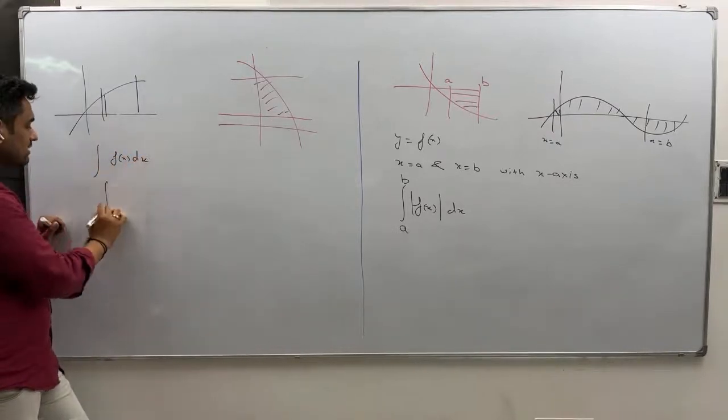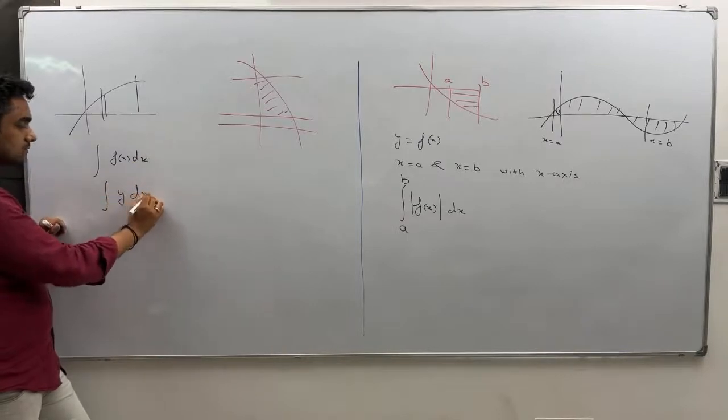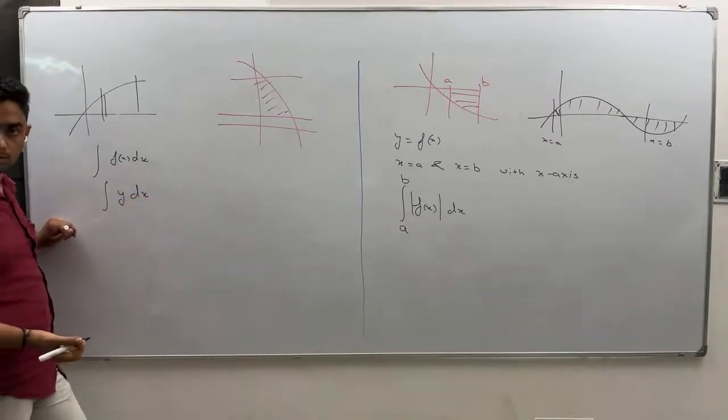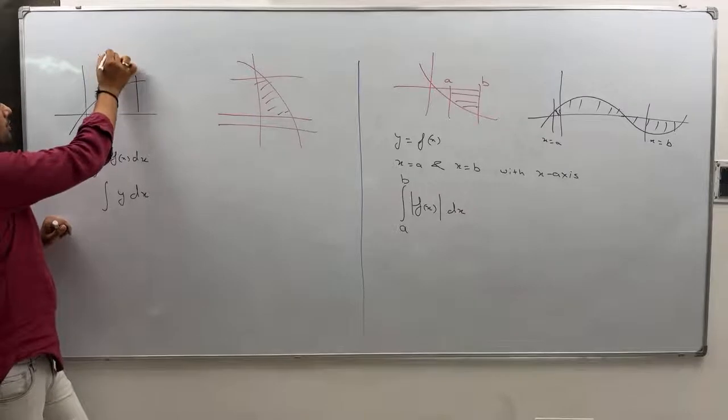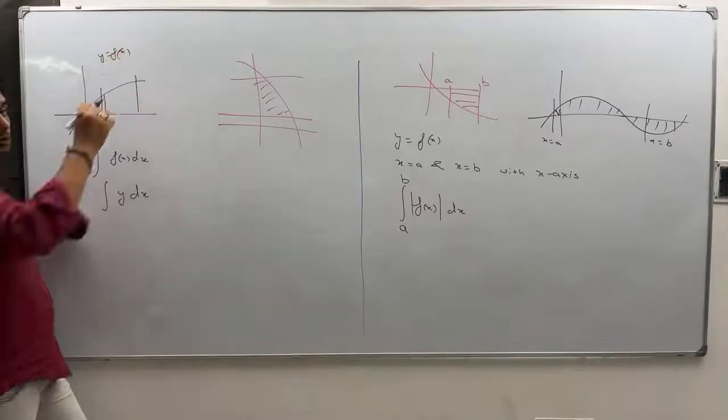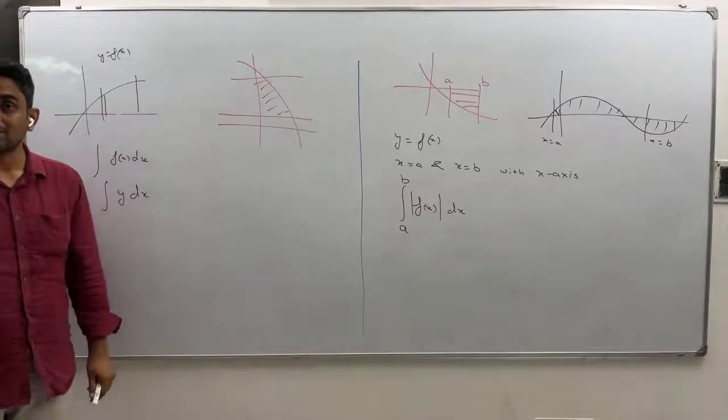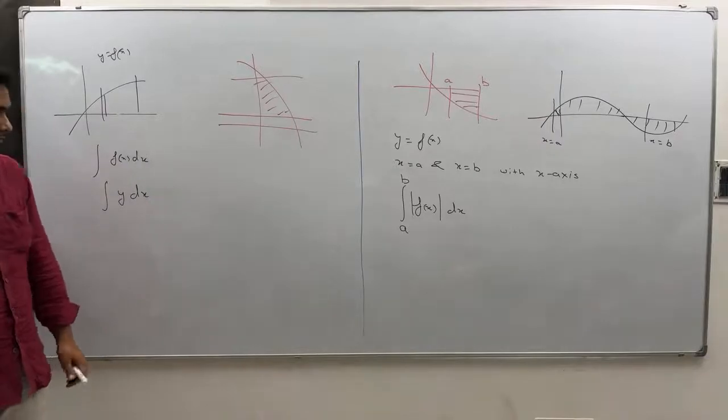Or I can just write the y coordinate. I can write y dx. Both are correct, right? Because this curve is y equal to f(x). Y coordinate is the function. X coordinate is the input value x.